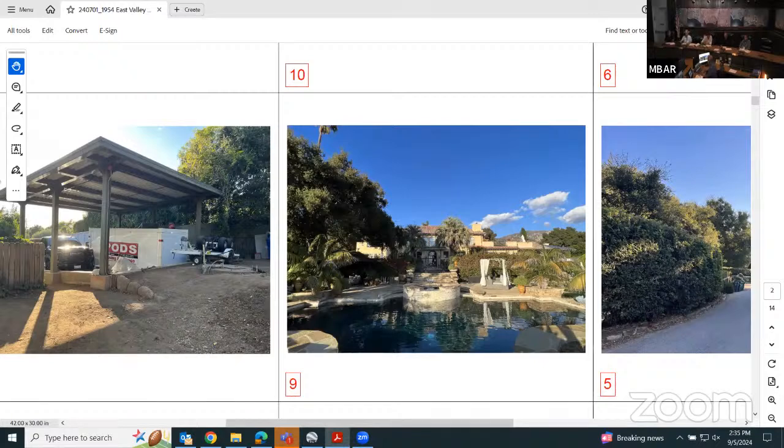Okay, moving on to item number 5, 333 Hot Springs.